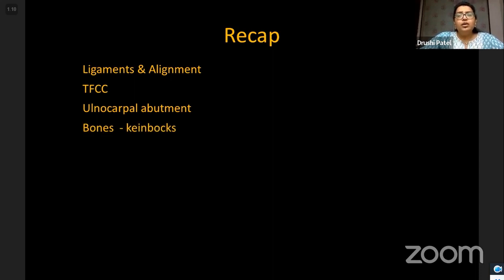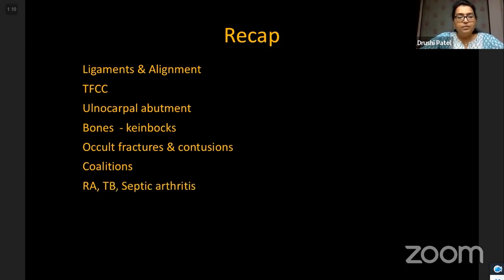Kienbock disease, where it's not identifying and diagnosing Kienbock that is important, but to mention about the lunate collapse and the involvement of the cartilage at the capitolunate and the ulnolunate joint, which is important. Occult fractures and contusions, which may be picked up on MR and may be missed on X-rays. Coalitions, when two subjacent bones have abnormal marrow edema in close proximity, look for coalitions.